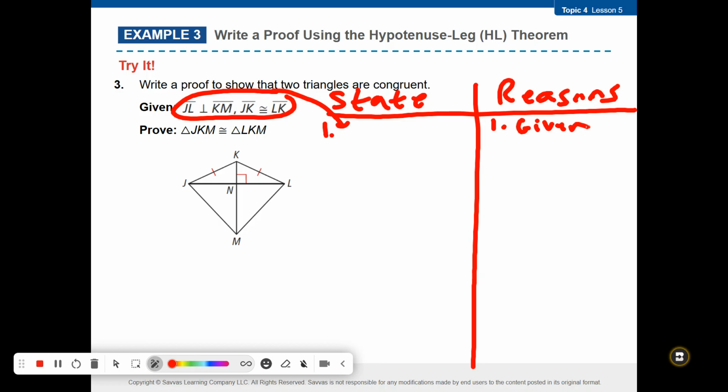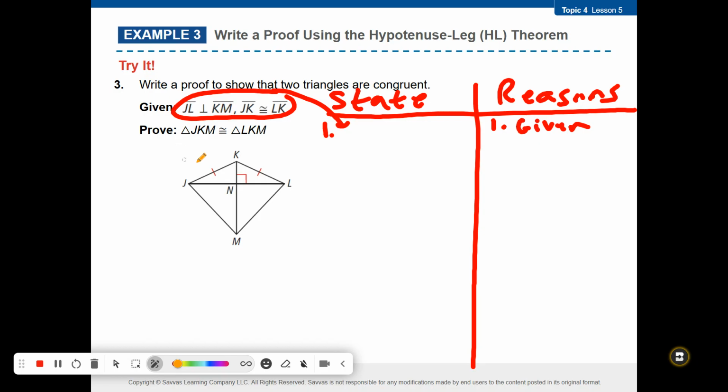So now that we know that JL is perpendicular to KM, we also know that JK is congruent to KL. They want us to prove that JKM is congruent to LKM, okay? Well, if that is the case, I'm just gonna grab a different color here. First thing I'm gonna work with is this whole idea of this perpendicular stuff, okay?